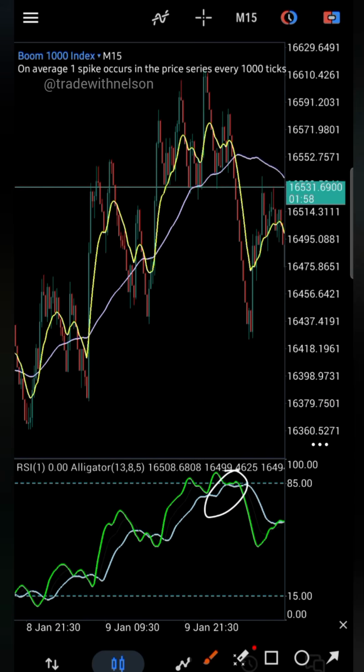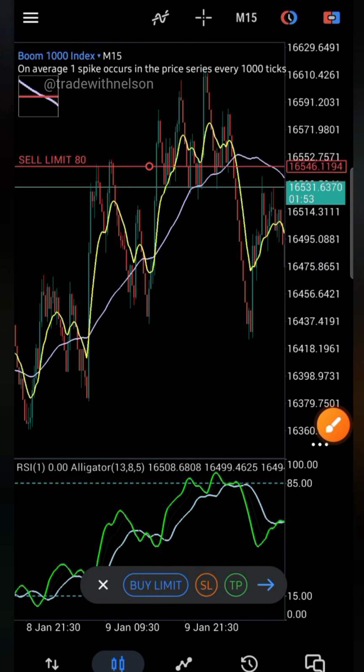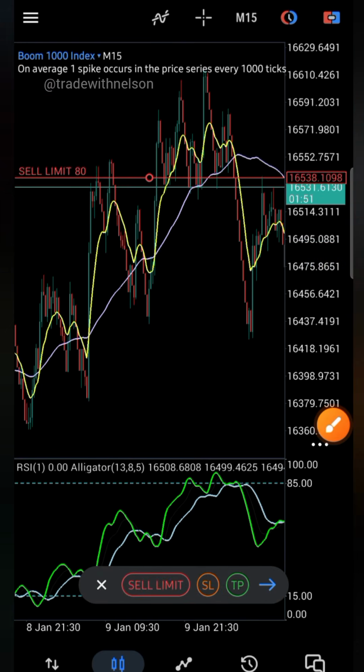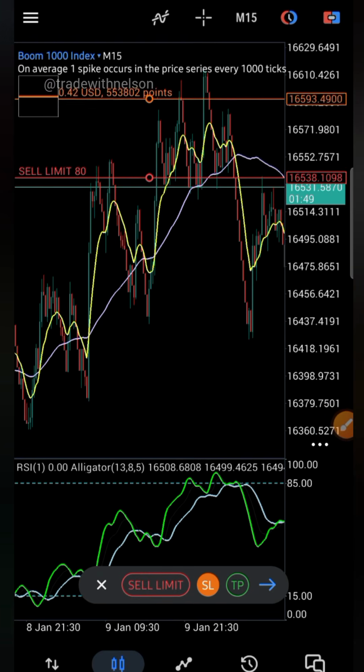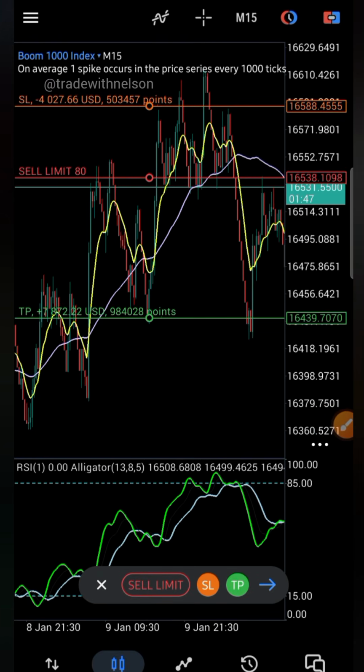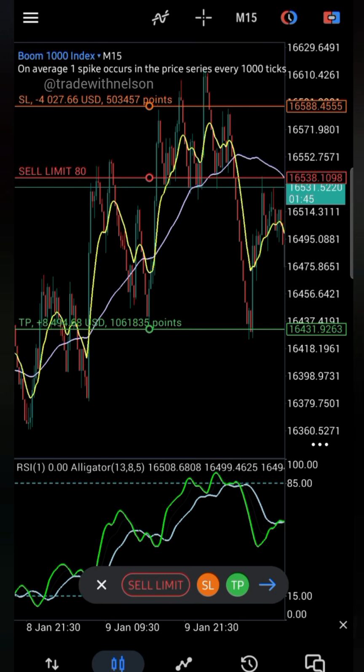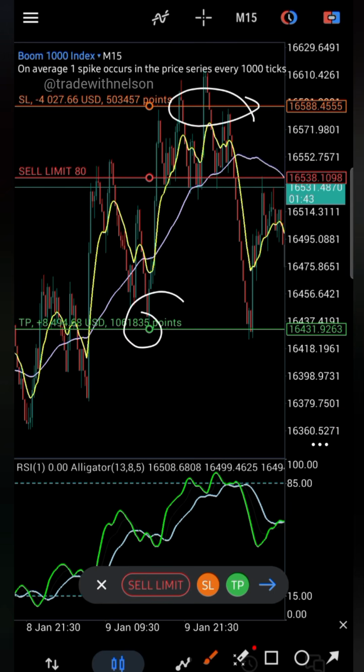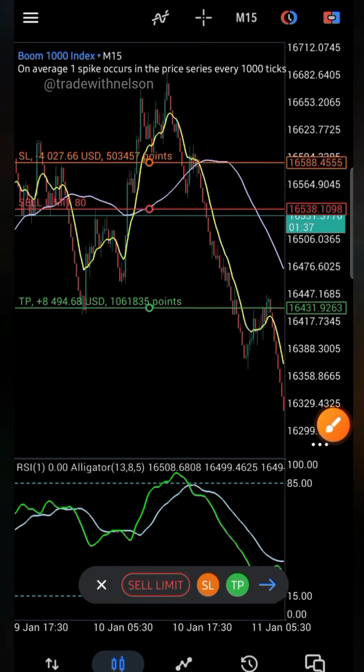So immediately you have that, you want to look for the cross also of this yellow and the white line, which we have here, and then your stop loss will be placed above this recent high. Then like I said, your TP will be the low, this major low before you have this high. And as you can see, your entry, then you have the fall to your TP immediately.